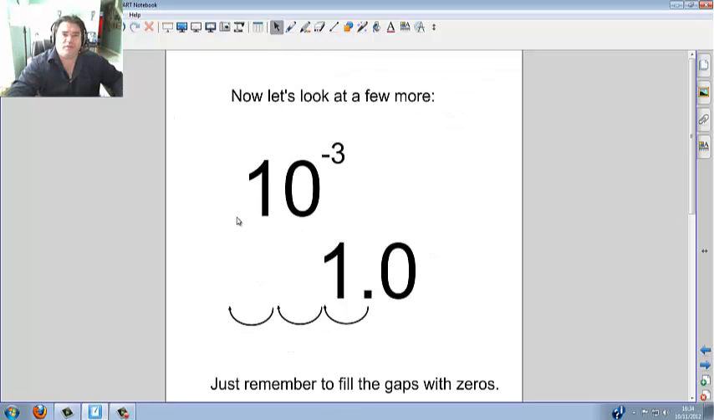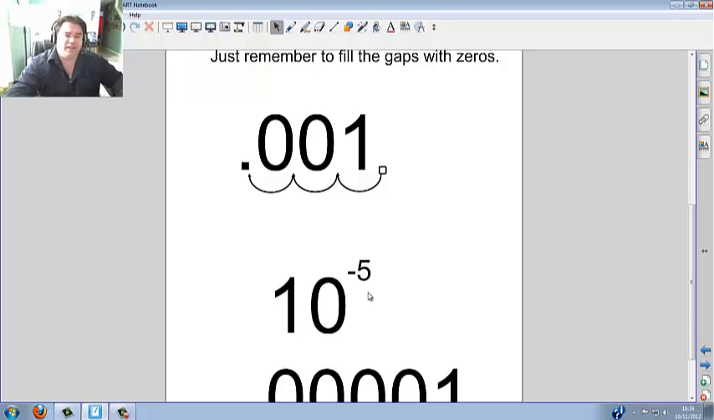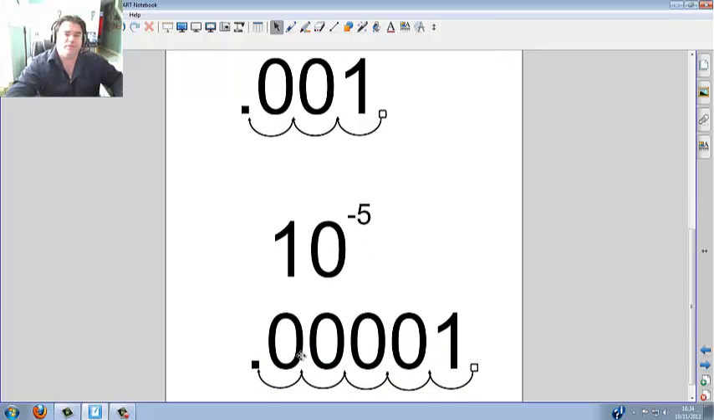Now let's look at a few more. 10 to the negative third. 1, 2, 3. So 3 spaces over, what do you do in the 2 blanks? Put a 0 in there. So 0.001. 10 to the negative fifth, go 5 over. There you have it.